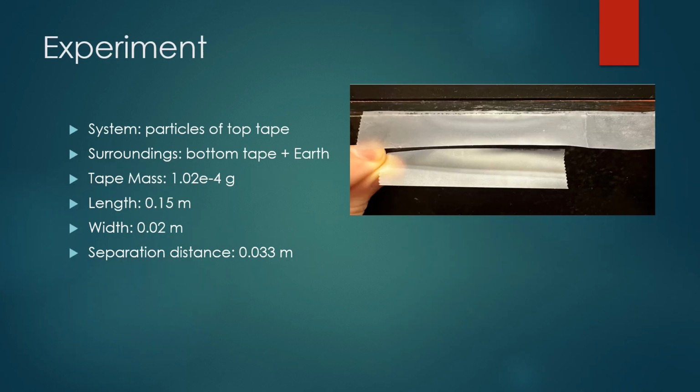So for my experiment itself, it was the same setup as last time: two pieces of tape, stuck together and ripped apart to create a charge. The particles of the top tape are the system here. The surroundings are the bottom tape and Earth, exerting point charges and gravitational force on the top tape. There are my measurements of the top tape, and the most important measurement from physical recording is the separation distance of 0.033 meters, where the tape began to float.